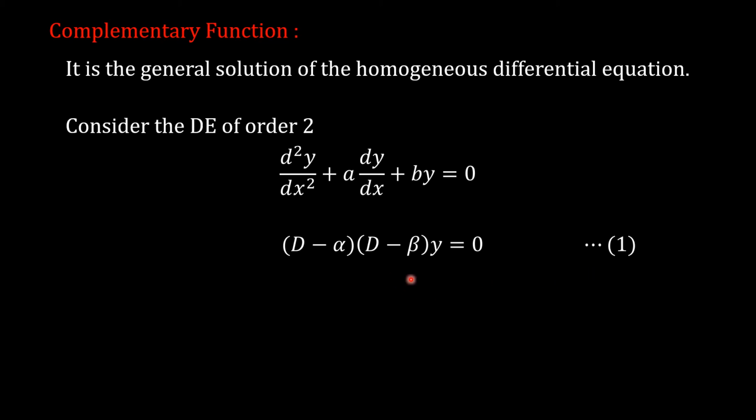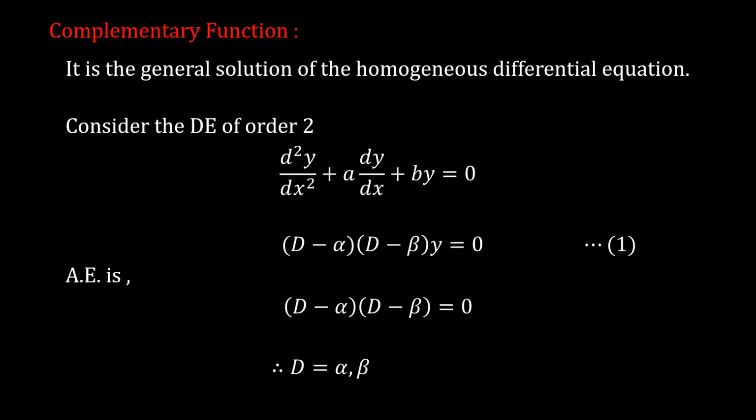Now, what is the auxiliary equation? If we equate phi of D to 0, that will give us the auxiliary equation, which is (D minus alpha)(D minus beta) equal to 0. Equating these factors to 0, we get the roots as D equal to alpha, beta.